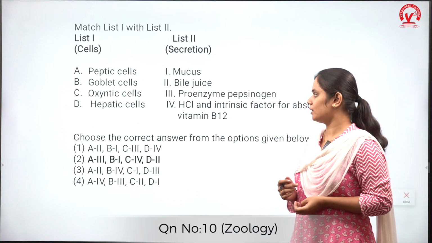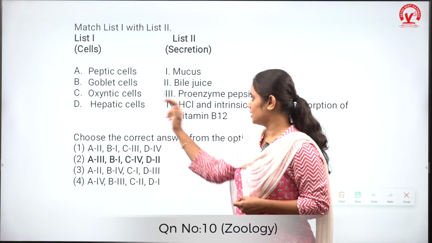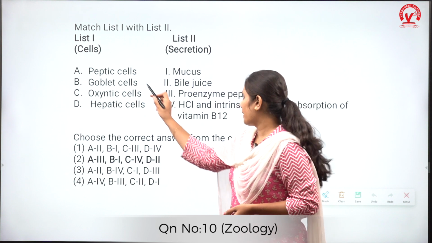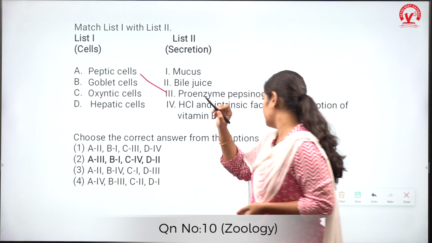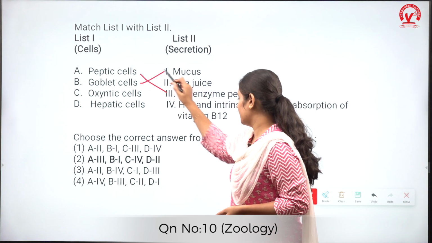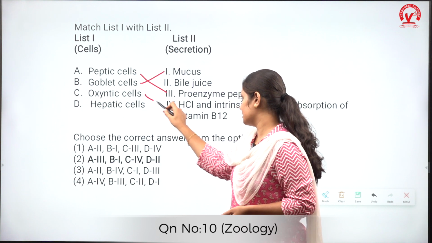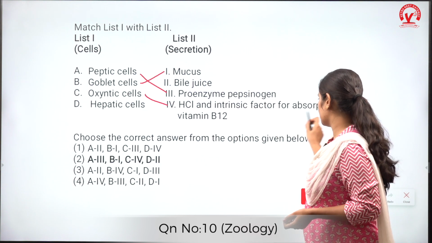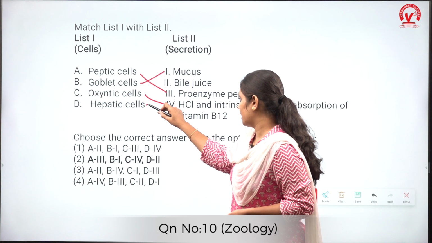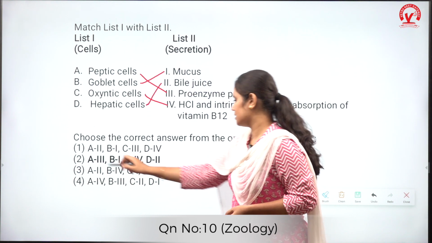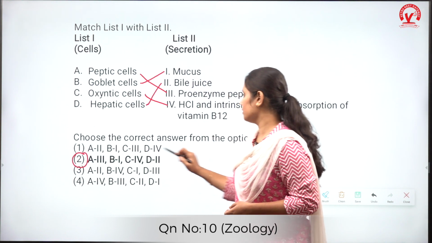Another match the following. Here we have to match the cells with their secretions. Peptic cells secrete proenzyme pepsinogen, goblet cells secrete mucus, oxyntic cells secrete HCl and intrinsic factor for absorption of vitamin B12, and hepatic cells secrete bile juice. So the answer is option 2, 3142.